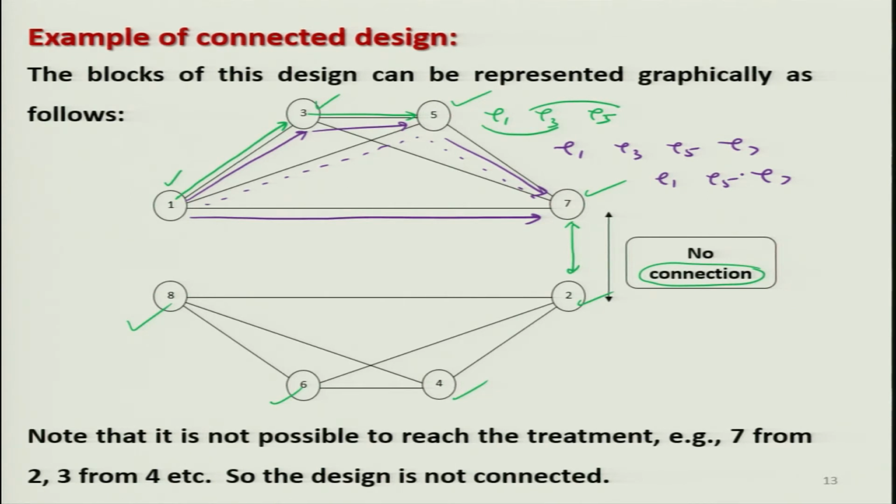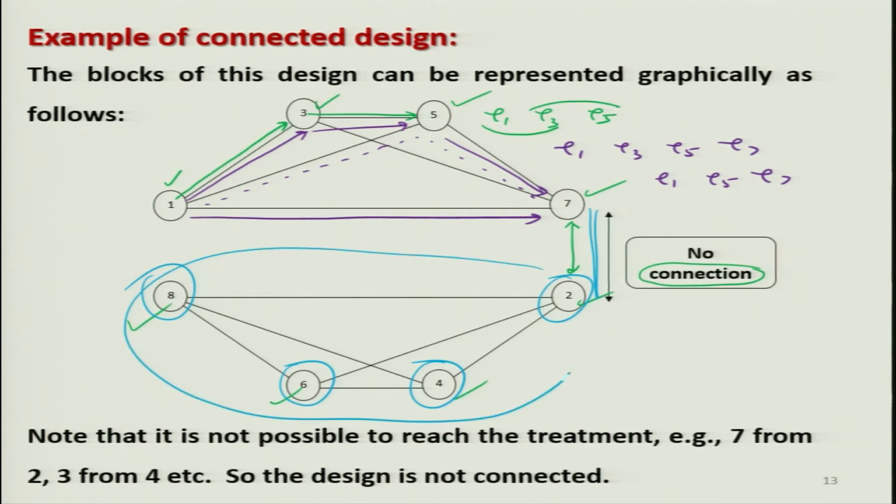But if you try to move from treatment number 2 to treatment number 7 or vice versa, you can see here there is a break. There is no connection between the two. So, we cannot reach treatment 7 from treatment number 2 or 4 or 6 or 8. Similarly, we cannot reach from any treatment in this part to this part. So, from this point of view, the design is disconnected.